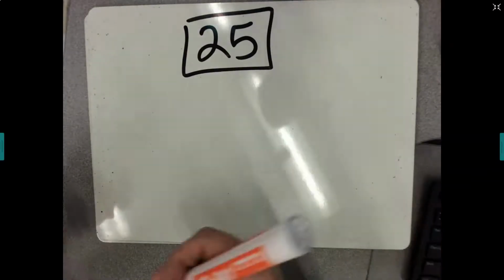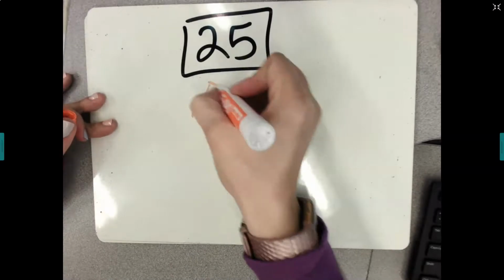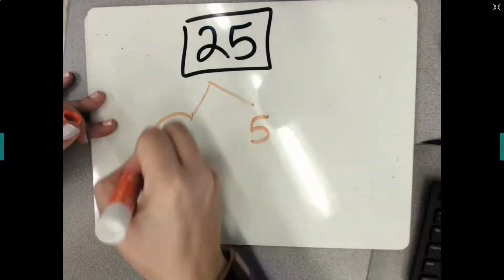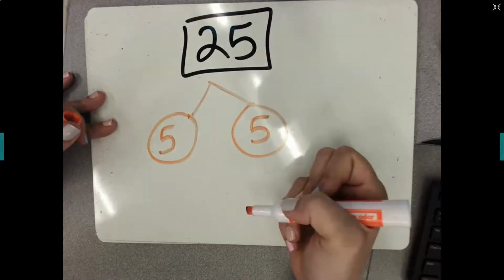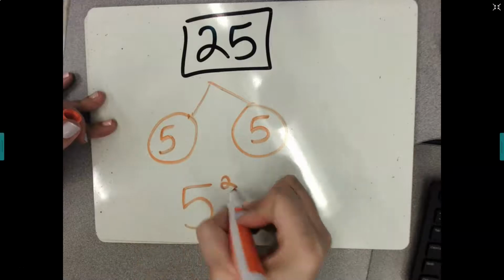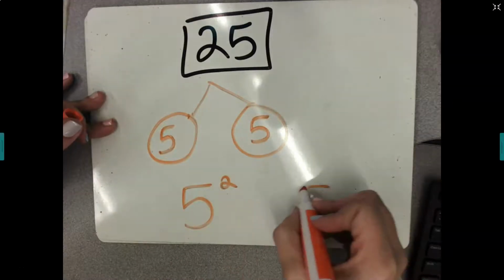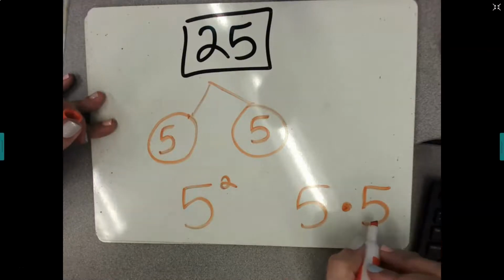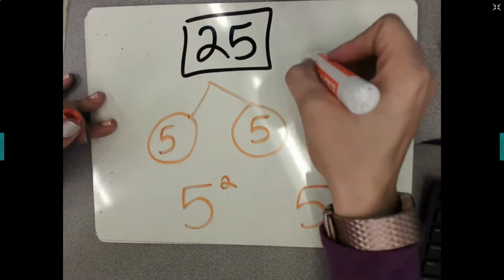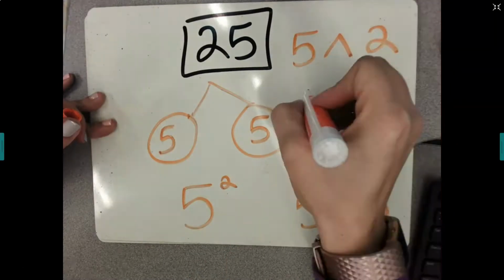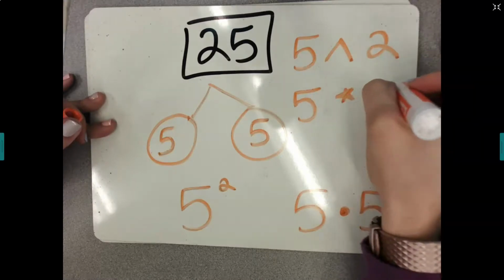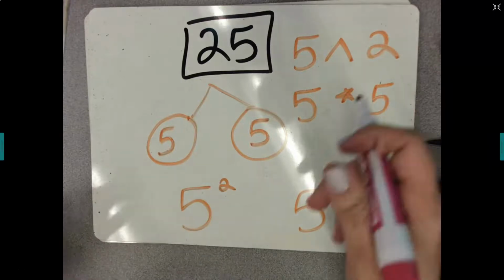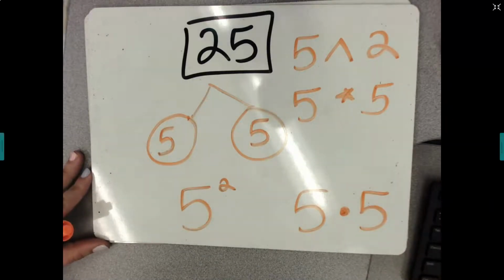This time I have 25. Okay? So with 25, my only option is 5 times 5. 5 is prime. So that means that my answer should be 5 to the 2nd power, or 5 times 5, using a dot. If you're typing this into the computer, then you can use the caret that we talked about, or you can use an asterisk, which is the little star on the top row of your computer. Okay, so this is the prime factorization of 25.